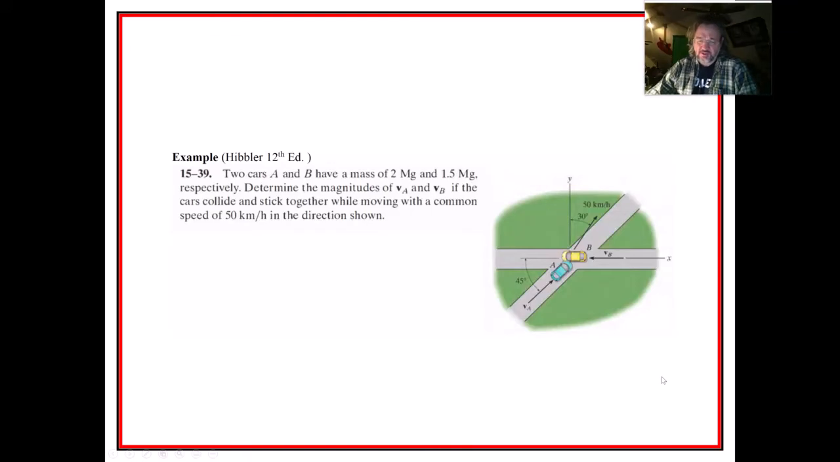Yet another example for class 10 in dynamics. Here's a problem out of Hibbeler's 12th edition where we have two cars, one with a mass of 2 megagrams and the other one with 1.5 megagrams, respectively. And we want to determine the magnitudes of their velocities if after they collided they stick together and they move with a common speed of 50 kilometers per hour in the direction shown right there.